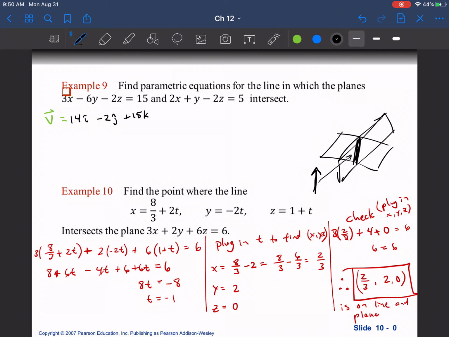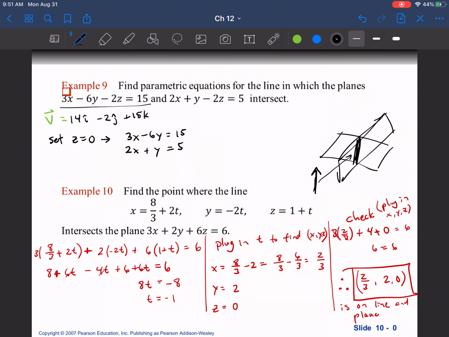So now what I need to do is pick one of these. So I'm going to set z equal to 0, and then my equations from above get simplified. I'll end up with 3x minus 6y minus 0 equals 15, right? That's this one right here. And then this one here, again, the z is going to go to 0, and I'm going to end up with 2x plus y equals 5.